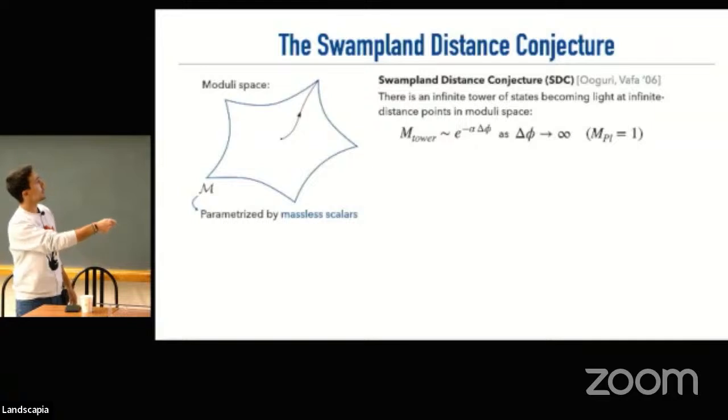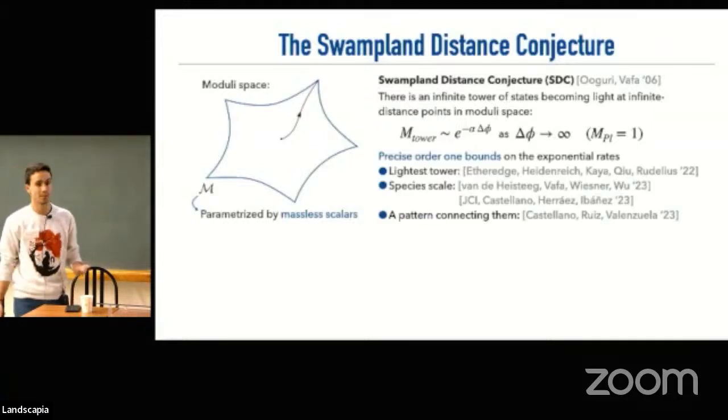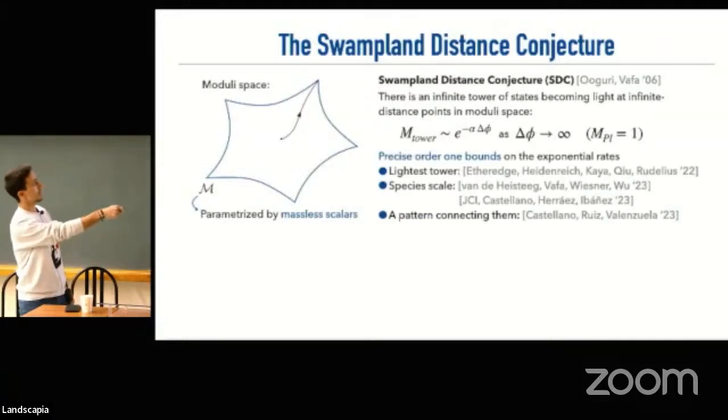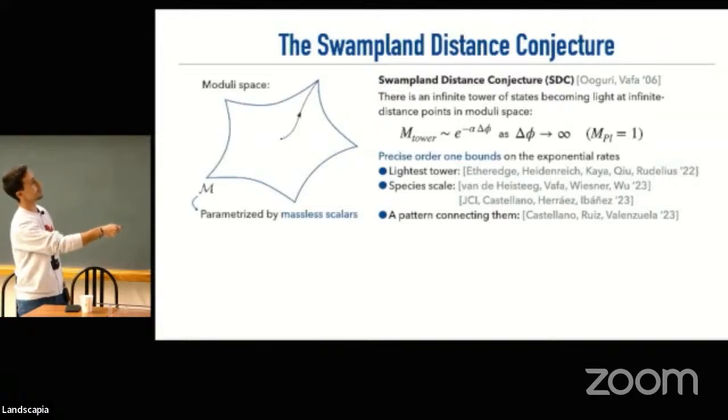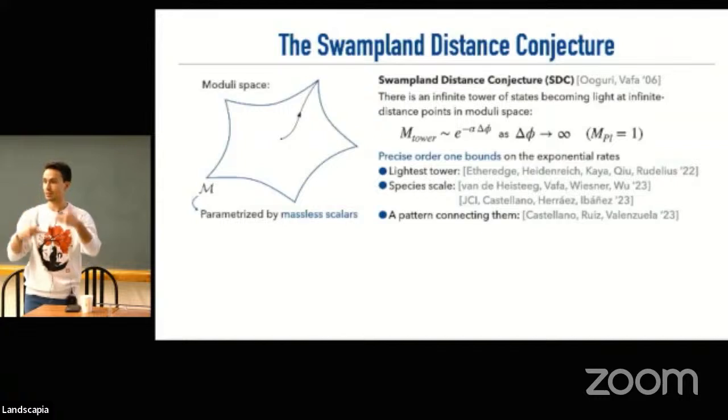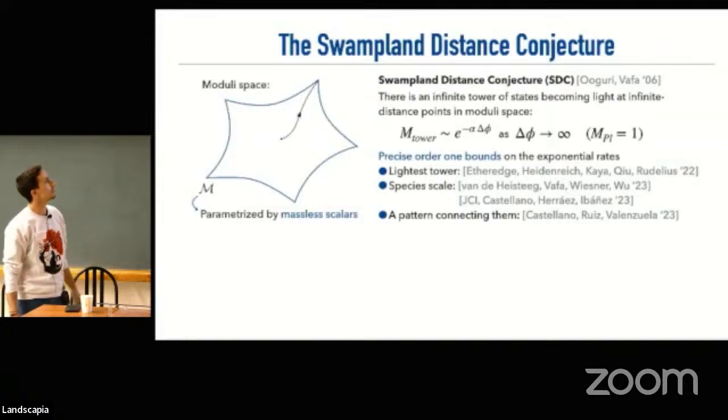And not only this, nowadays we actually enjoy precise order 1 bounds on this parameter alpha, both in the lightest tower and also in how the species scale, which is the quantum gravity cutoff, is going to fall off. And even more, today we also enjoy a pattern that seems to connect these two things. So we are getting a lot of understanding about this conjecture. There is more progress about it.